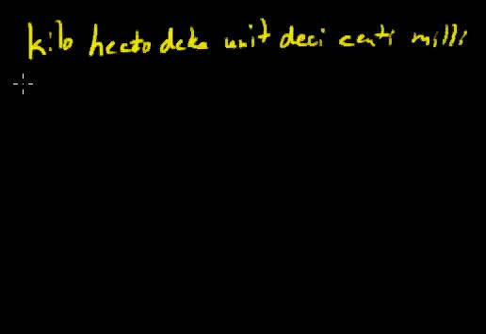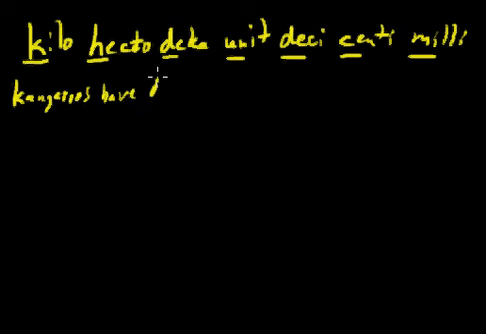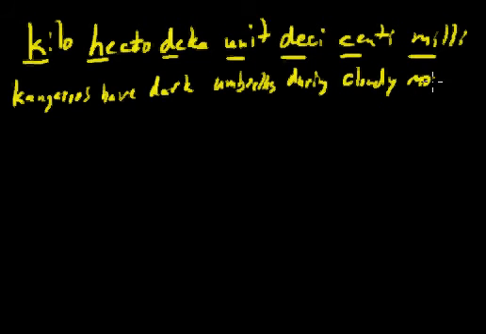And one way that you can remember this is by the first letter of each of these. And here's the phrase you can remember. Kangaroos have dark umbrellas during cloudy mornings. Kangaroos have dark umbrellas during cloudy mornings. And this will help you remember this order.